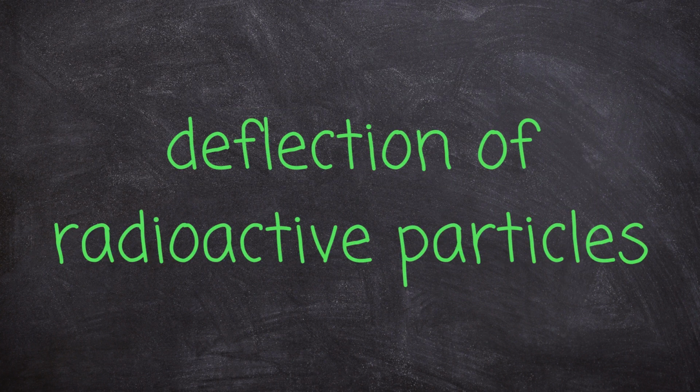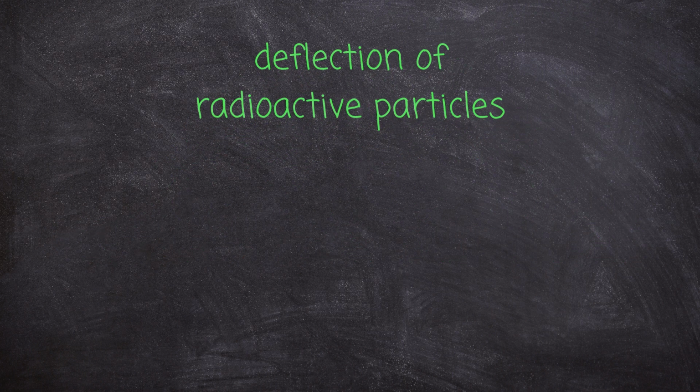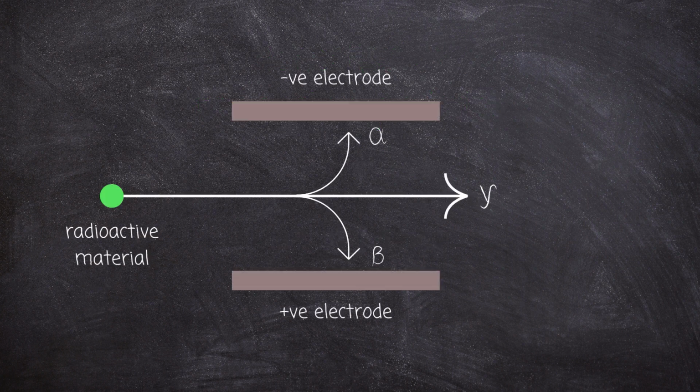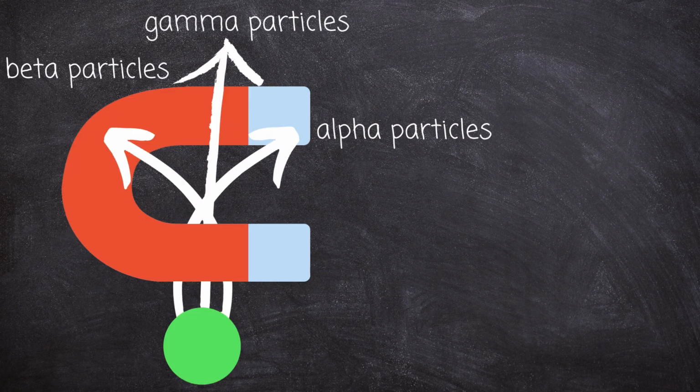Now, let's discuss how the particles deflect in electric and magnetic fields. Deflection refers to the change in direction of movement as a result of a force. In an electric field, positively charged alpha particles are deflected toward the negative electrode, and negatively charged beta particles are deflected toward the positive electrode. Gamma rays are not deflected because they have no charge. Alpha and beta particles are also deflected in magnetic fields, in opposite directions, and again gamma rays are not deflected.